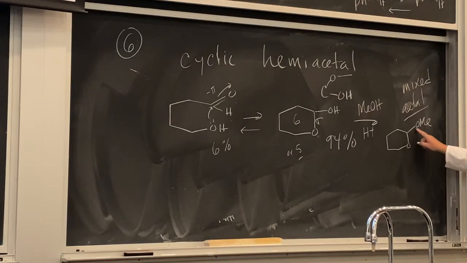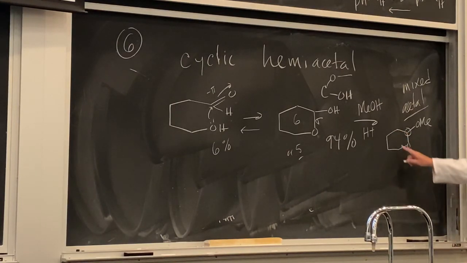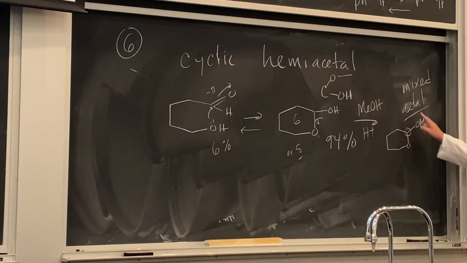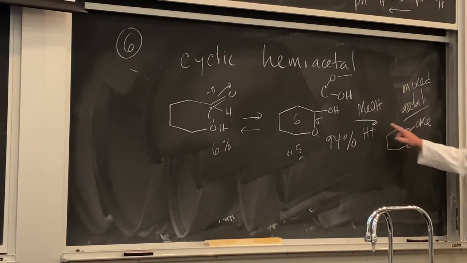Now, why do I say mixed acetal? Because this ether here is a methyl ether. Here's our carbon with the 2 ethers on it. And then this ether over here is part of the ring. We're going to call this a pyran ring when we look at sugars later. But this is from a second alcohol added in here.